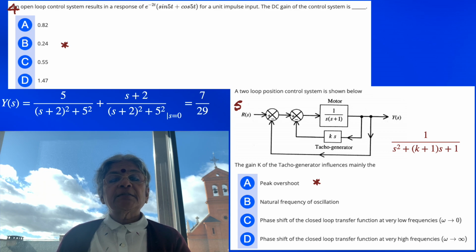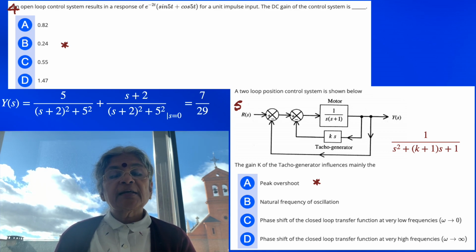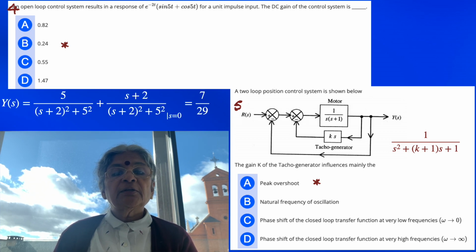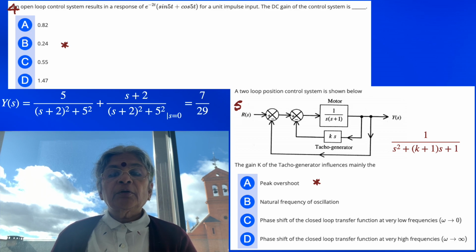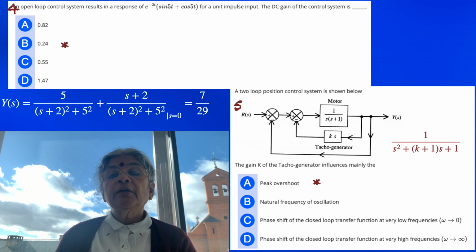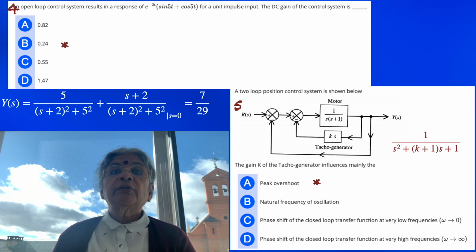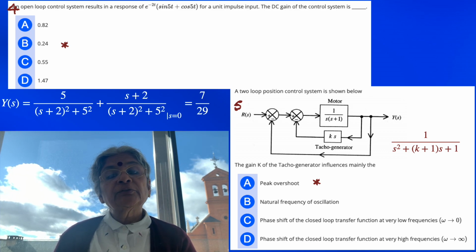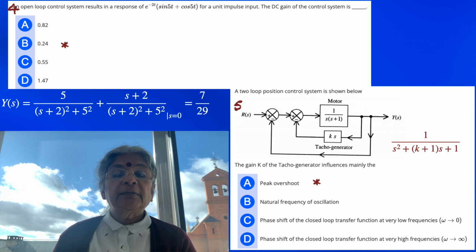It is an open loop control system which results in a response of e raised to minus 2t sin 5t. So there are two damped sinusoids: one is e raised to minus 2t sin 5t, and the other is e raised to minus 2t cos 5t, for a unit impulse input. What is the DC gain of the system? This is different. To get the DC gain of the system, you have to set s equal to 0 in the Laplace transform of e raised to minus 2t sin 5t plus e raised to minus 2t cos 5t. So what's the Laplace transform?